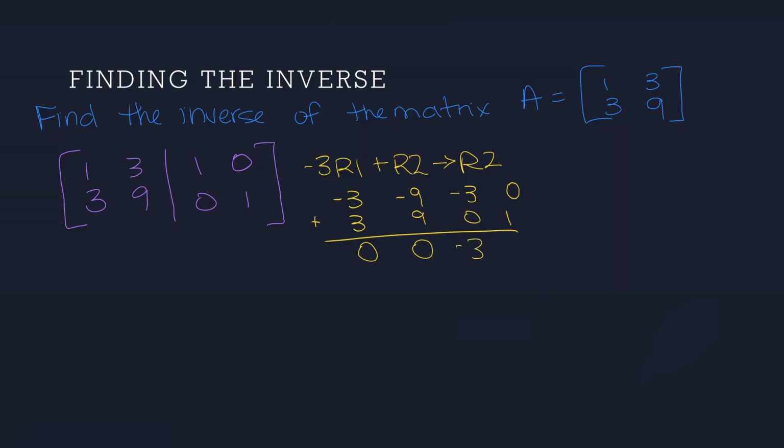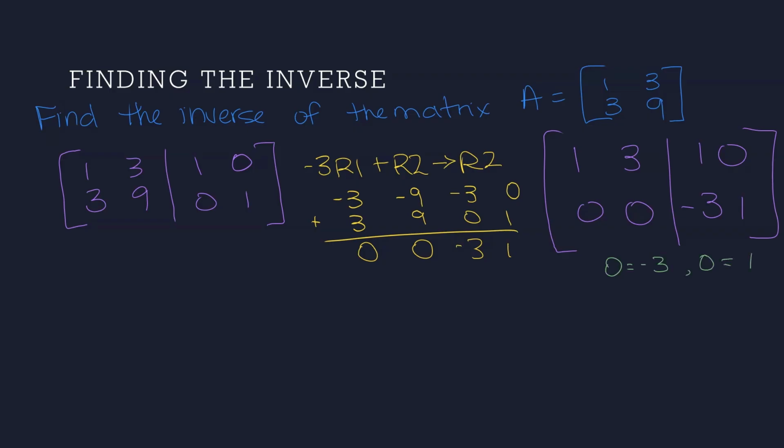And this will be -3, and this will be 1. So I'm going to put that in row 2, and what I have is 1, 3, 1, 0. And then I've got 0, 0, -3, 1. All right, so notice in here that I'm getting zeros on the bottom row. This would represent the equation 0 equals -3 and 0 equals 1, neither of which are true. So we've reached an inconsistency, and we would say that this has no solution, meaning that A doesn't have an inverse. There is no inverse of A.